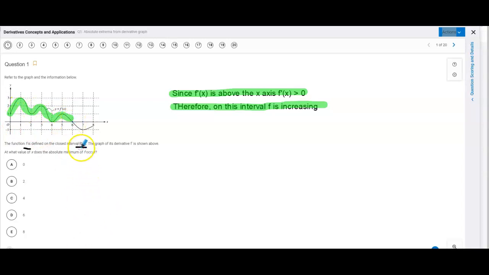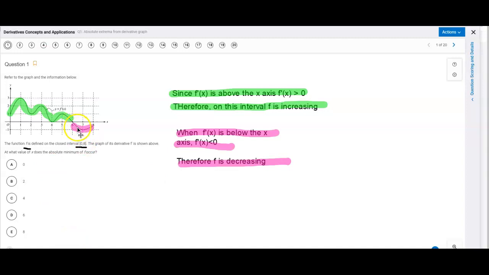Now, at 6, something happens. After we get to 6, now my derivative is below the x-axis. Okay, and when f prime is below the x-axis, that means that f prime is negative. And if f prime is negative, that would mean that f is decreasing. So now if f is decreasing on this interval, that means it's getting smaller. It was going up before, but now it's going down. Now our question here is, at what value of x does the absolute minimum of f occur?